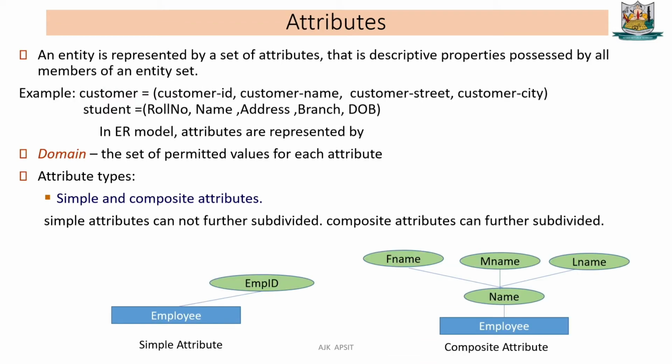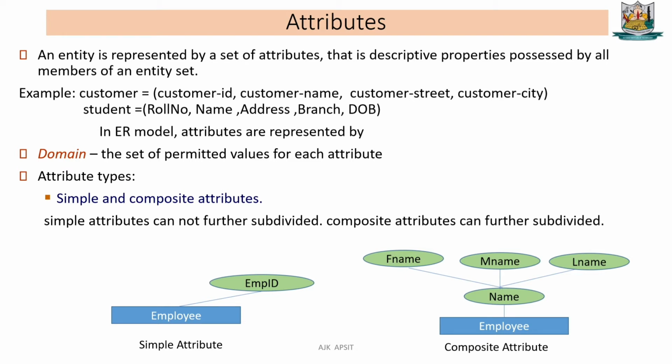Now, attributes. Attributes are the properties of the entities which make that entity distinguishable from each other. It is represented by an oval in the ER diagram. It is directly connected to the entity. Now, there are various types of attributes. The first type of attributes are simple and composite attributes.